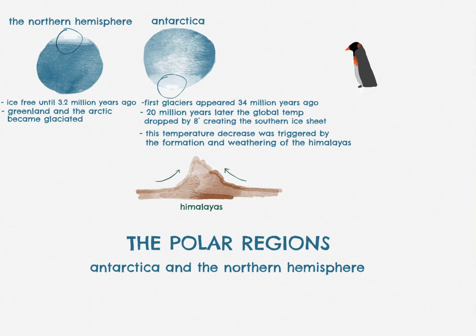The Northern Hemisphere remained ice-free until 3.2 million years ago, at which point Greenland and the Arctic became glaciated. The Antarctic froze over much earlier. 34 million years ago, the first small glaciers formed on tops of Antarctic mountains. 20 million years later, the worldwide temperature dropped by 8 degrees Celsius, and the glaciers froze onto the rock, creating the southern ice sheet. This global temperature decrease was triggered by the formation and the rise of the Himalayan mountains. As they grew higher, they were exposed to increased weathering, which sucked CO2 out of the atmosphere.